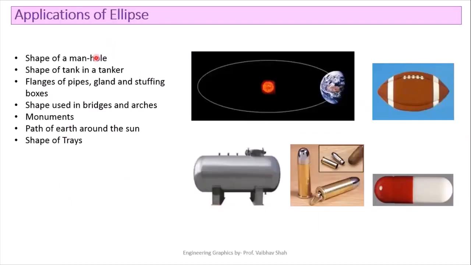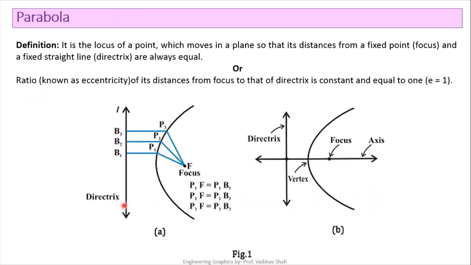Applications of ellipse. You can have the following applications: shape of a manhole, shape of tank in a tanker, flanges of a pipe, gland and stuffing boxes, shape used in bridges and arcs, monuments, path of earth around the sun, shape of trays, and you can see different applications here as well. So these are the various applications of your ellipse. Now let us move to parabola.